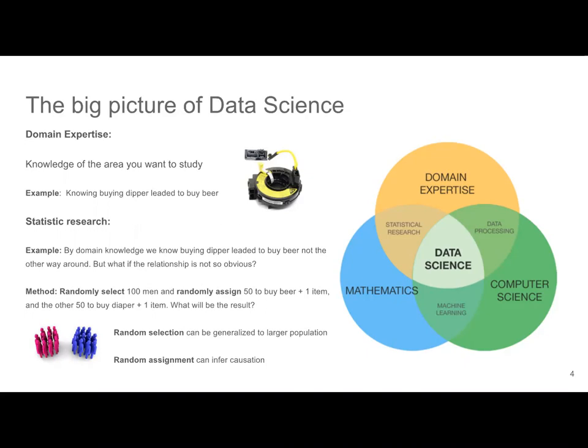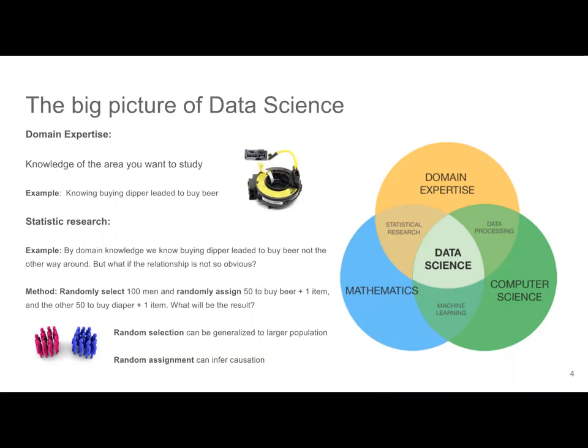So continuing with this beer and diaper story, a question we can ask is, what if the relationship between beer and diaper is not so obvious? You cannot reason by your expertise knowledge of this area. You don't know which led to which. Statistically, we can do research to find which led to which. Say we randomly select 100 men and split them into two groups, 50 by 50, and assign the first group to buy beer plus one item they can choose with their own money. And the other group, we assign them to buy diaper plus one item they can choose with their own money.